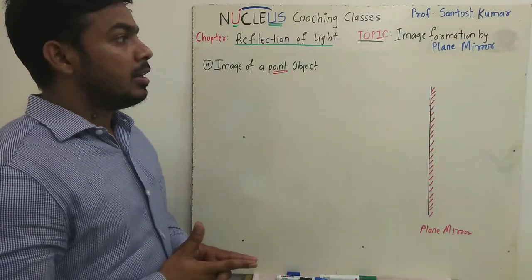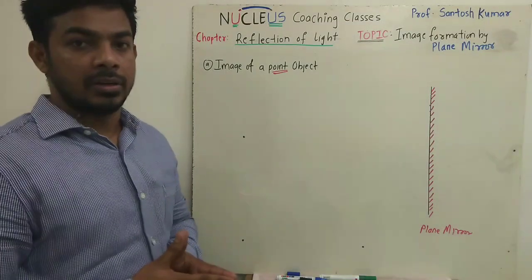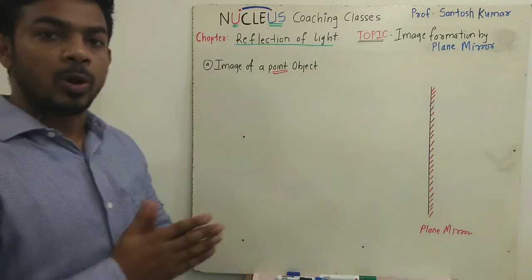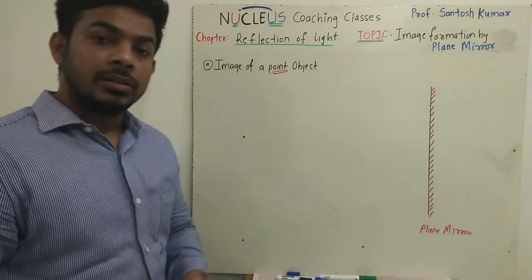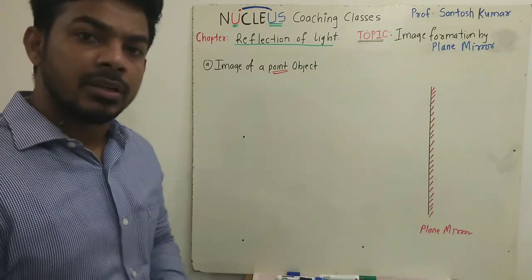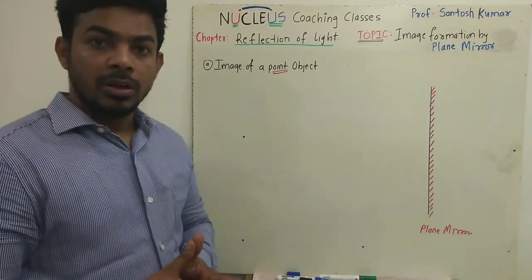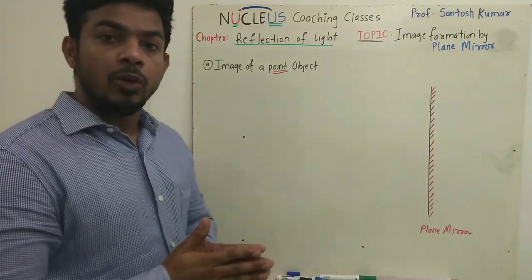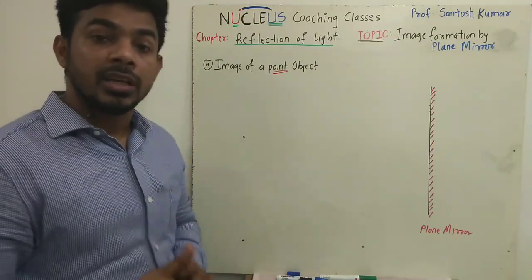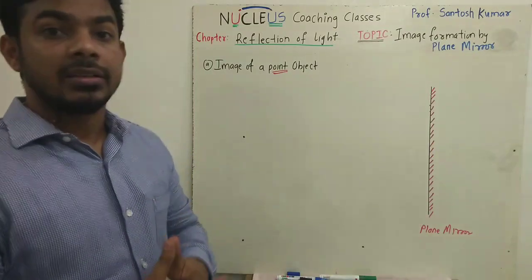Now we will study image formation by a plane mirror. That means we are going to keep an object in front of a plane mirror. The rays from the object will strike the mirror and will get reflected. After reflection, the image will be formed. In this video, we will be studying how the images are formed and what are the characteristics of the image.